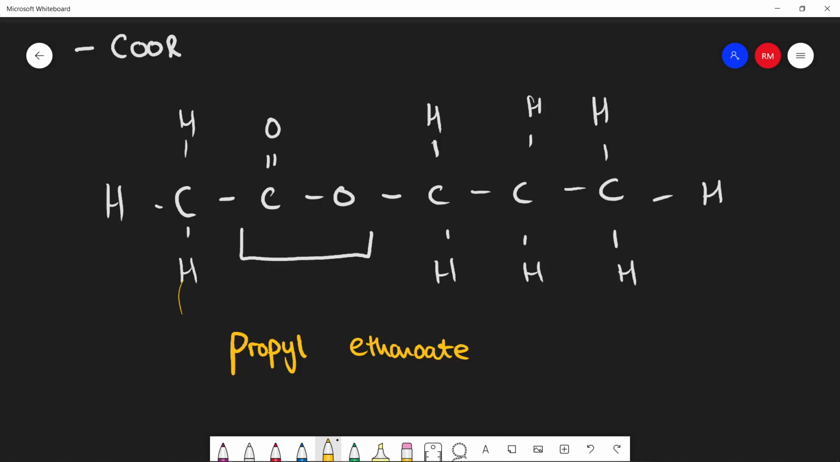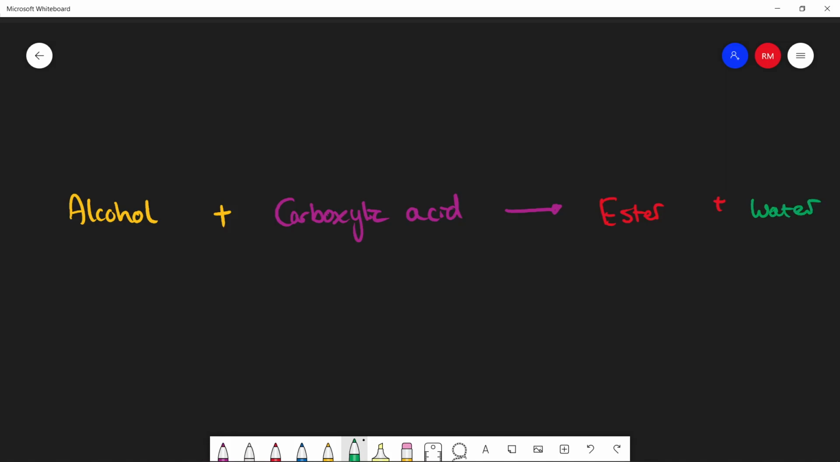So esterification of alcohols is really given as this simple equation of an alcohol plus a carboxylic acid reacts to form an ester plus water. I'll give some examples here.